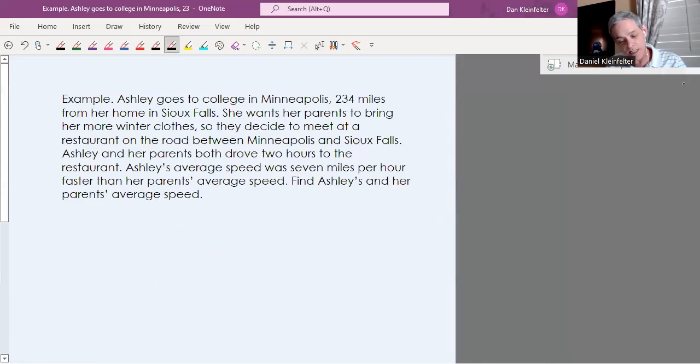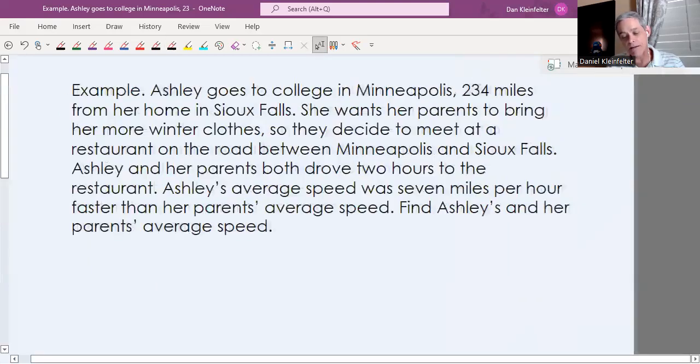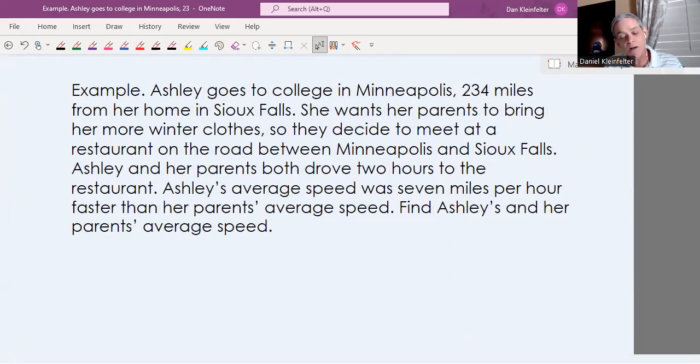So the story for this: Ashley goes to college in Minneapolis. That's 234 miles from her home in Sioux Falls. She wants her parents to bring her more winter clothes, so they decide to meet at a restaurant on the road between Minneapolis and Sioux Falls. Ashley and her parents both drove 2 hours to the restaurant. Ashley's average speed was 7 miles per hour faster than her parents' average speed.